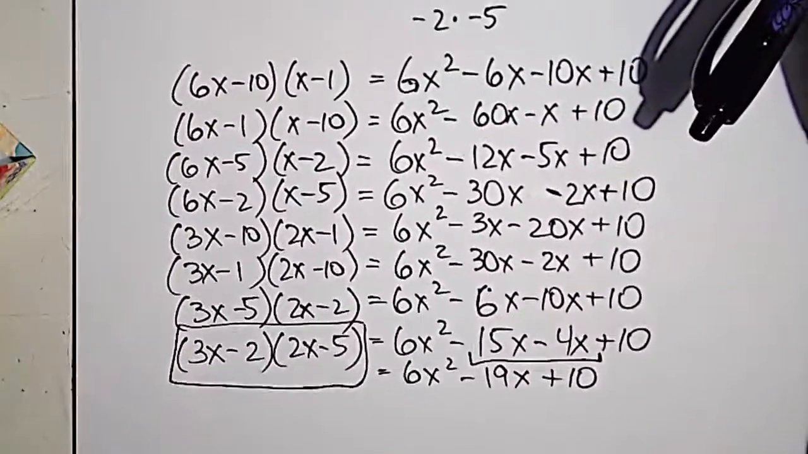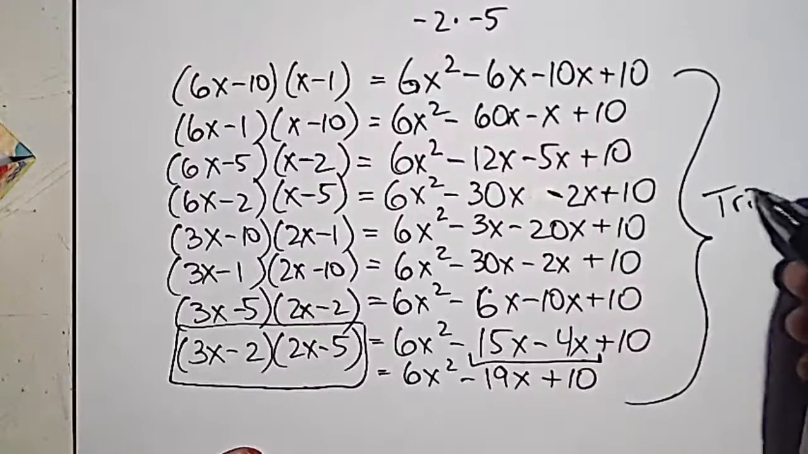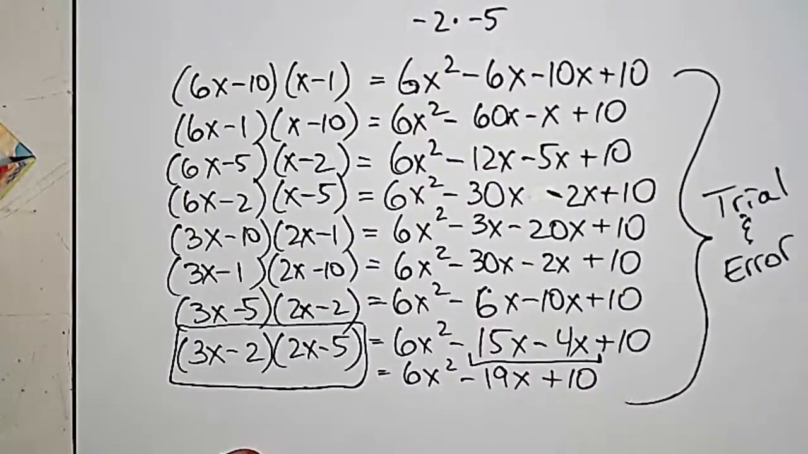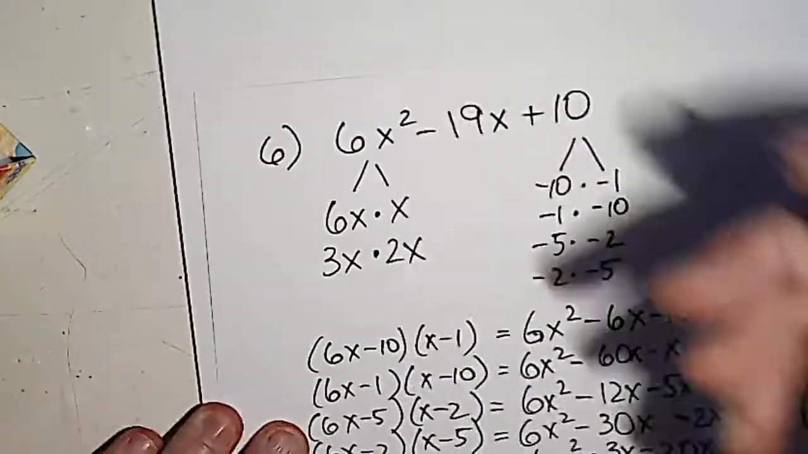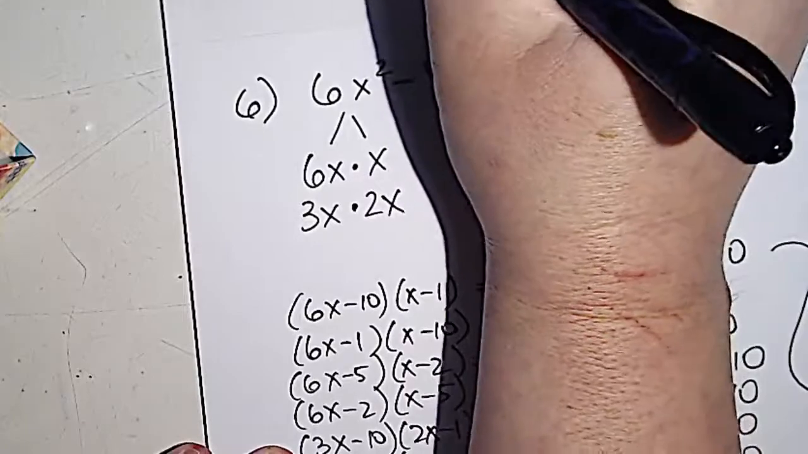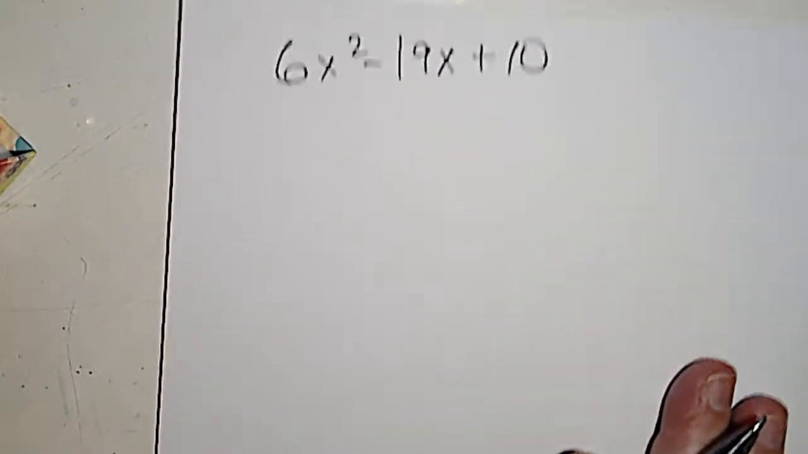So that's trial and error. Trial and error is very basic. No bells, no whistles. You just keep trying till it works. Okay? So then I'm going to go ahead and let's use what we call the AC test method. Let's see what we can get out of this one.